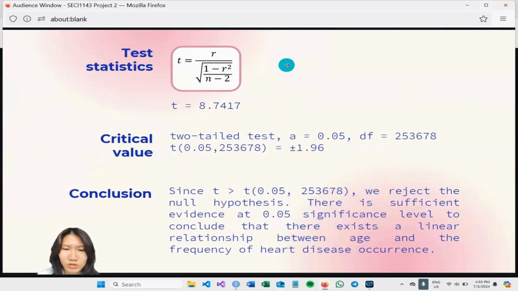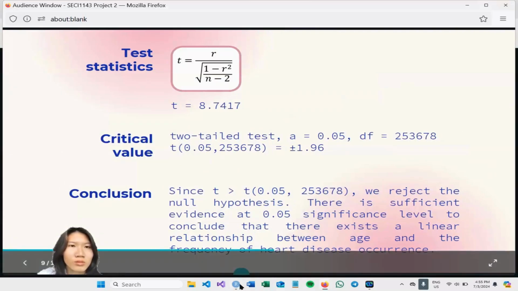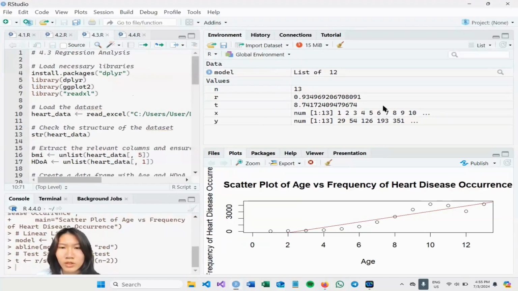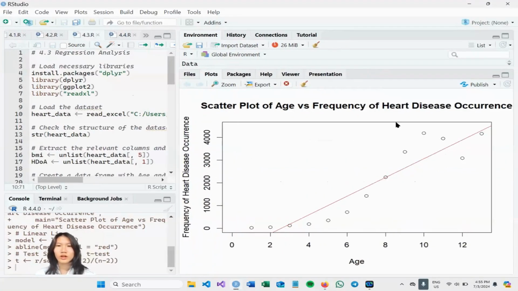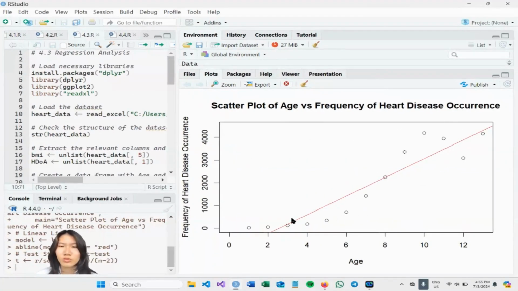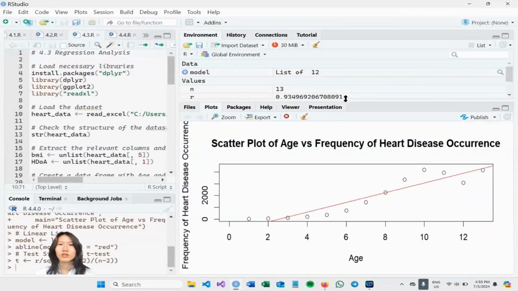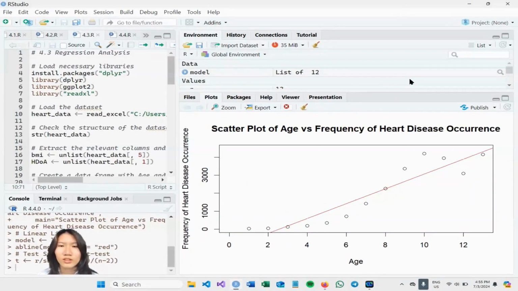While I move on to the test statistic, we can show perhaps the graph we have here. Based on this graph, we can observe that there is a very strong positive linear relationship between age and the frequency of heart disease occurrence. Also, the value of R, which is 0.9 something, very close to 1, is a more accurate indicator that with an increase in age, there is a linear increase in the frequency of heart disease occurrence.